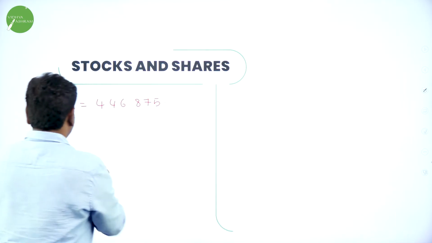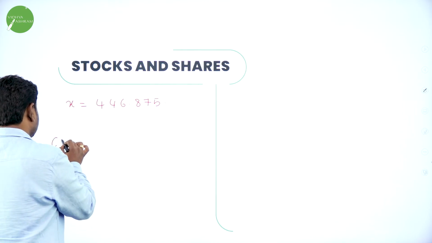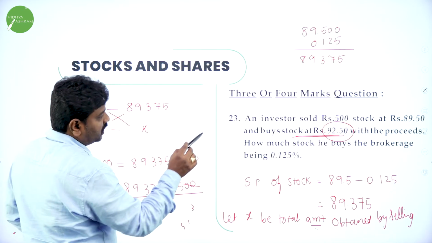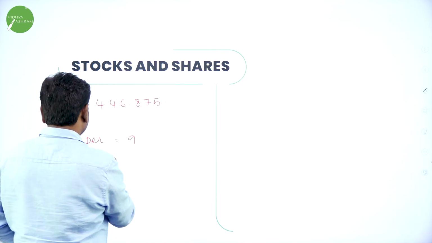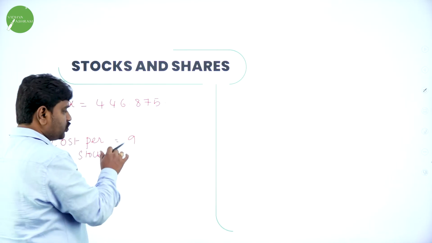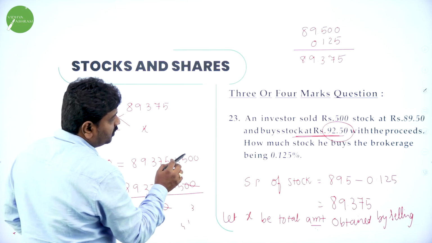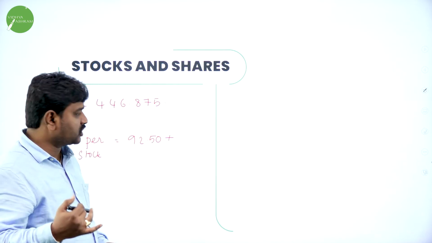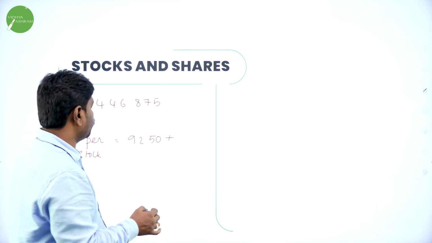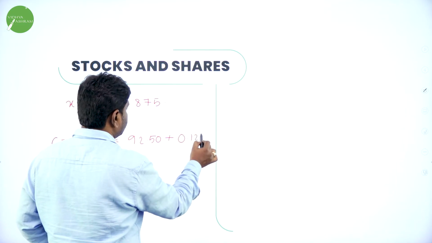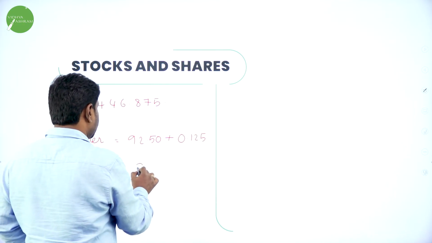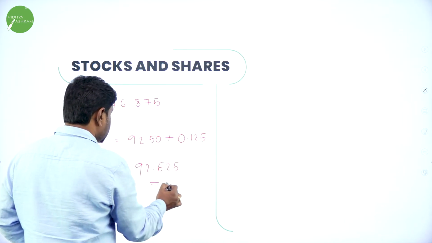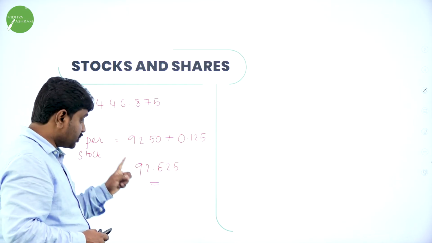So cost price. Now cost price per share or per stock is 92.50, which means a 100 rupees worth stock is purchased for 92.50. But not only that, when you are purchasing, you should also pay brokerage. What is the brokerage? 0.125. Add 0.125, so 92.5 plus 0.125 becomes 92.625. This is the cost price of stock worth 100 rupees.